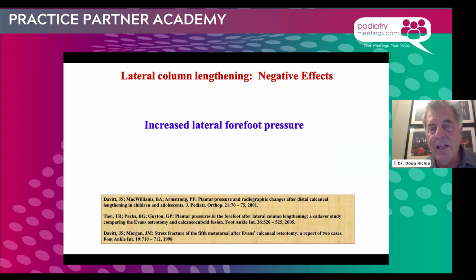Lateral column lengthening does increase lateral pressure, and it can over-stiffen the lateral column, and some of the complications of an Evans procedure are lateral column pain and even stress fractures. But this is really the mechanism that it works. It enhances the Finn-Boschen-Moeller's observation of what's necessary to stabilize the foot for medial transfer of load and propulsion.